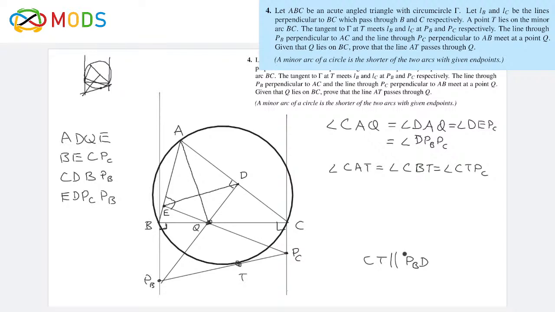Why is that? We've got that this one is equal to this, and this one is equal to this. My straight lines are not going very well at the moment. DPBPC is equal to that, and oh yeah. So similarly, TB should be parallel to EPC.